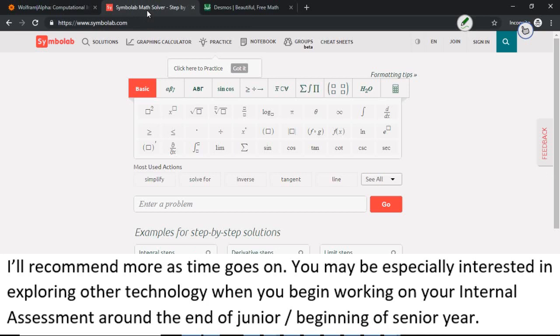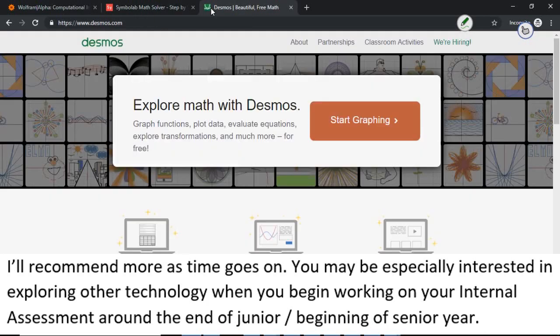And finally, I use Desmos all the time. You'll see it a lot in the videos for graphing. I just find it to be nicer. It's easier to use than the calculator software for a lot of graph imaging that I'll be including.